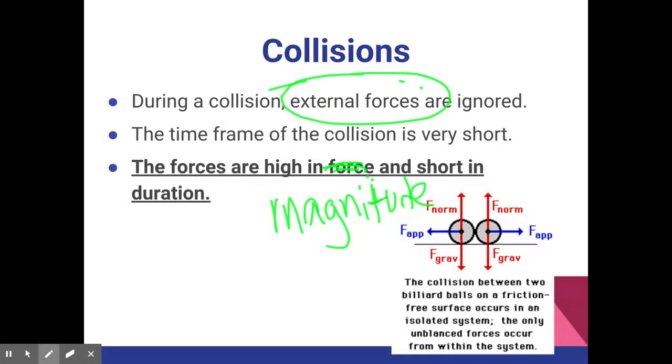And then I've got this little diagram down here. The collision between two billiard balls on a friction-free surface occurs in an isolated system. The only unbalanced forces occur from within the system. So that's to say that the things we're really looking at are the applied forces. We're not looking at the normal force here. We're not looking at the gravitational force affecting the billiard balls, because that would mean we would have to factor in friction to some extent, or at least at some microscopic level.